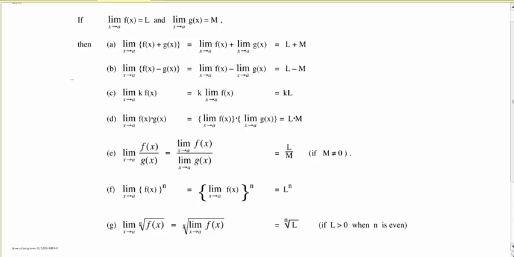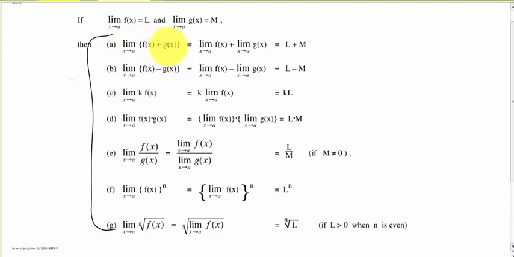Okay, so let's talk more about finding limits without actually looking at a graph. So we have a list of rules for limits, and it all starts with: if the limit of one function as x approaches a is L, and the limit of another function as x approaches a is M, then all of this stuff is going to be true.